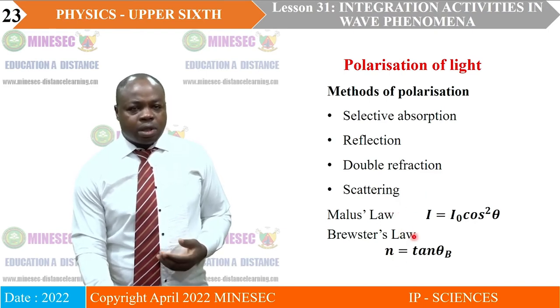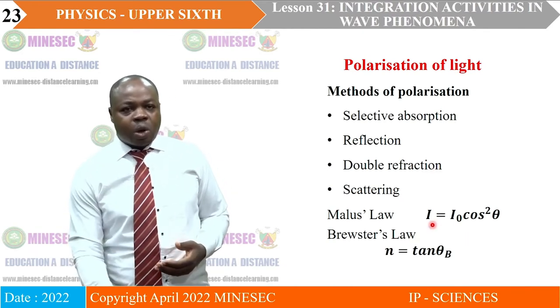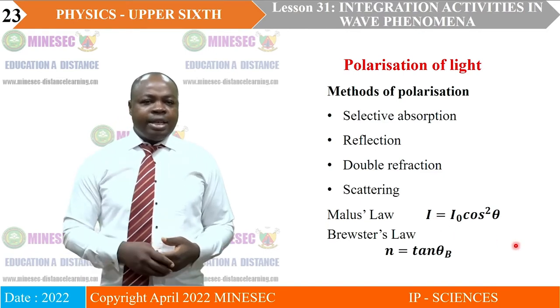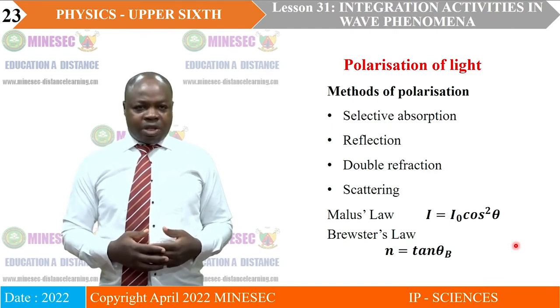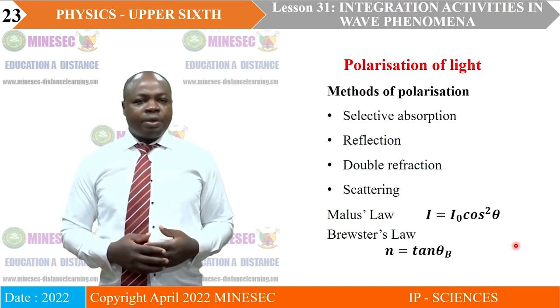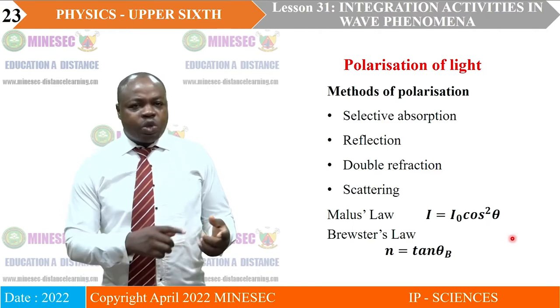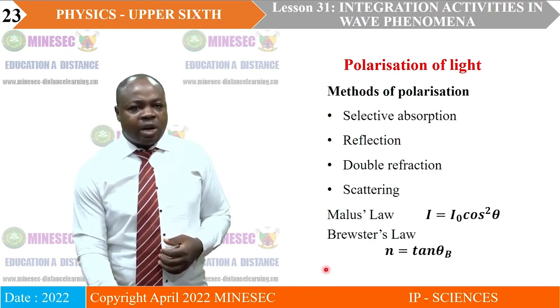Now, the laws obtained from polarization. We have Malus's law, which gives the intensity of light passing through a polaroid from one polaroid, where theta is the angle between the polarizing axes of the two polaroids.